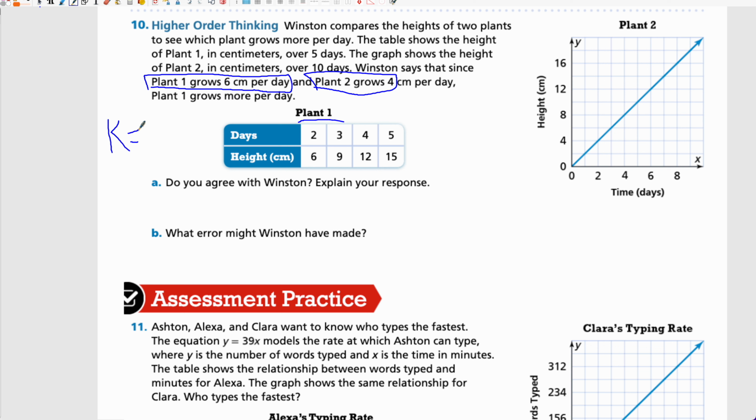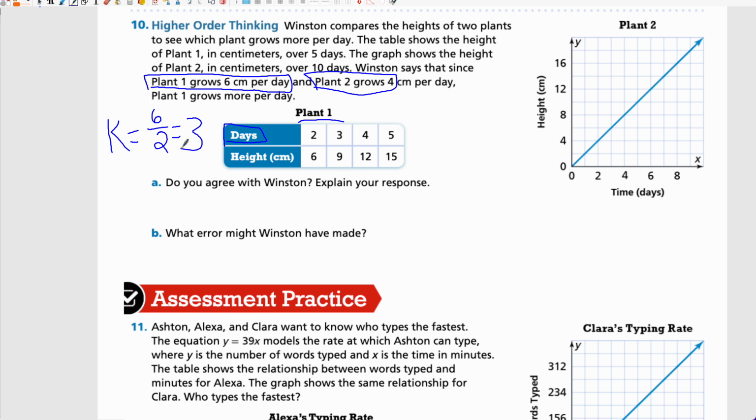What would my calculation be for plant one's K value? What over what? 6 over 2. Why 2 on the bottom? Because it's a day's time. Time goes on the bottom, right? So 6 over 2 is 3.